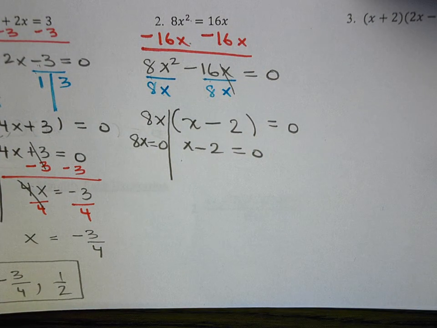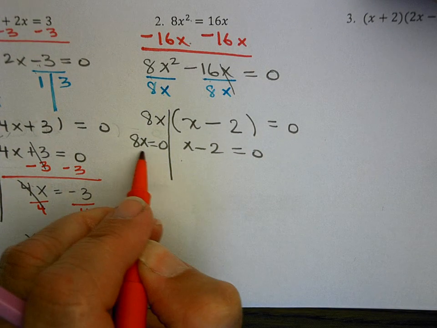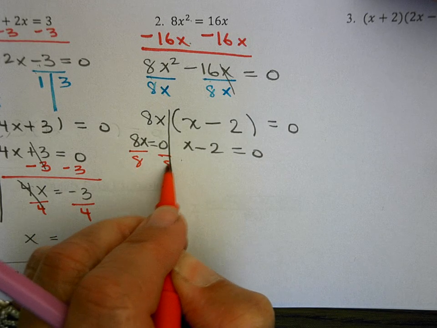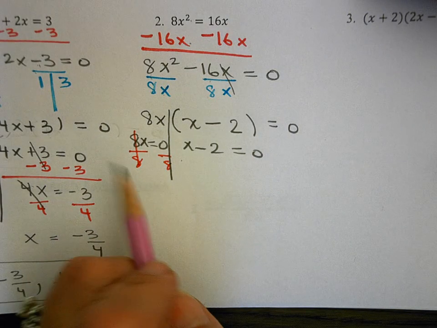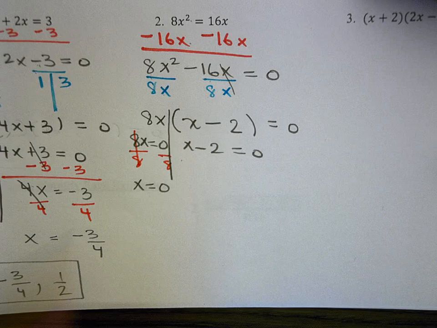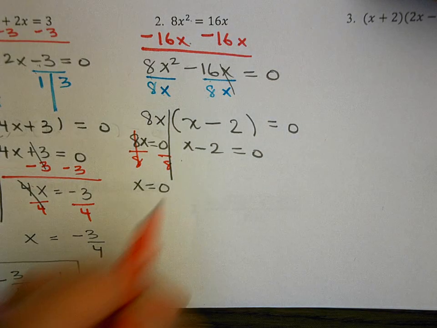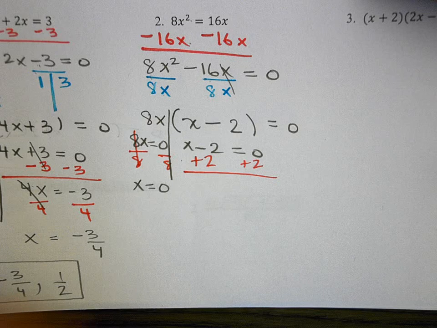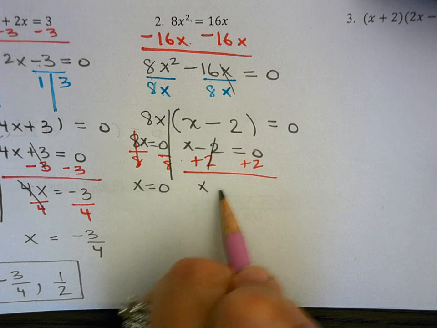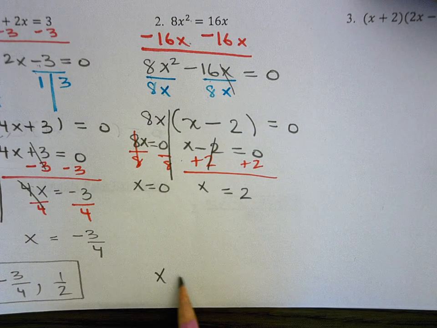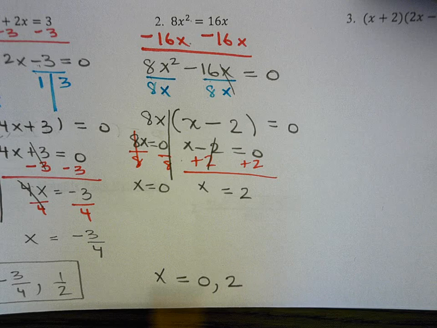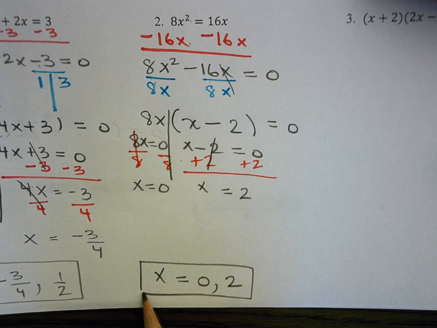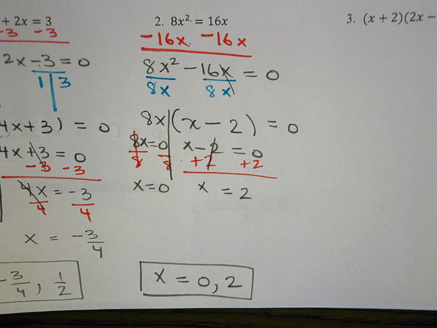So here I have 8 times x, so divide both sides by 8. So that cancels. And so I have 0 divided by 8, which is 0. And then on this one here, add 2 to both sides. And so then I would get x equals 2. So then my solutions would be 0 and 2. All right, and then the last example on this side.